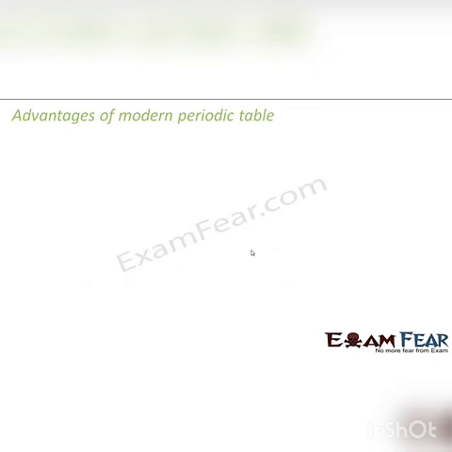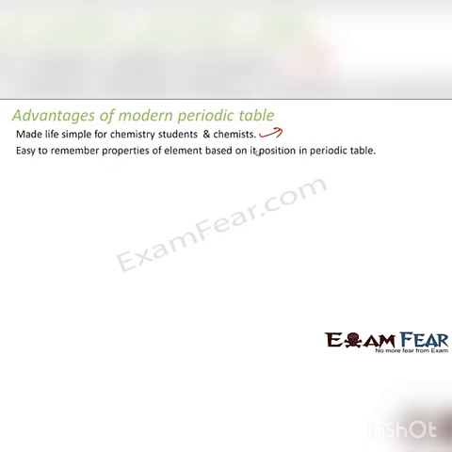There are some advantages of the modern periodic table too. First is, it made the life of chemists and chemistry students like you easy, because just by looking at the location or position of the element in the periodic table, you can guess a lot of things about the element. It is easy to remember properties of the elements based on its position in the periodic table.